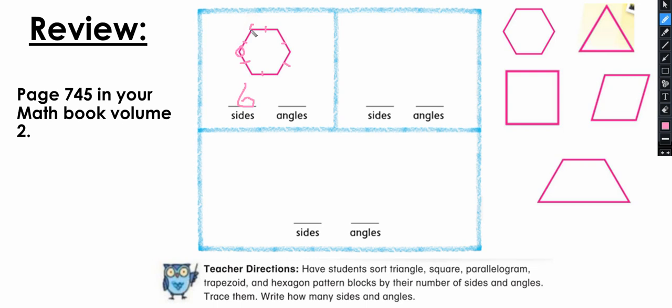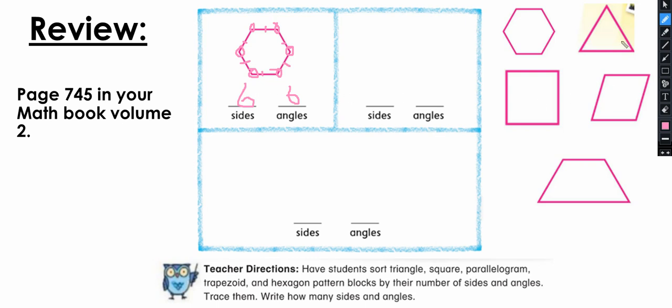1, 2, 3, 4, 5, and 6 angles. Alright, do I have another shape that has 6 sides and 6 angles? No, so that's it. Here I will only keep the one with the 6 angles.